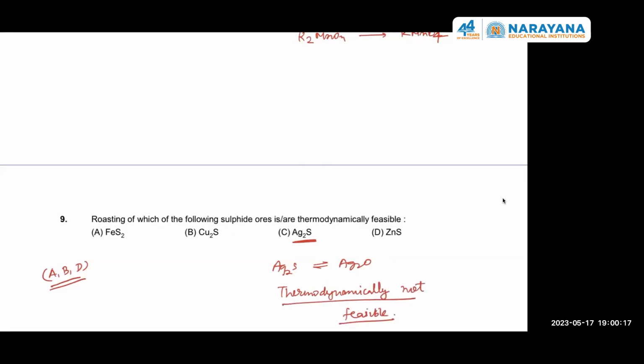So the answer is ABD. What is meant by not maintained? Due to that, we can say that the oxygen affinity of silver is very low and sulfur affinity is more. So its conversion does not take place properly into Ag2O while roasting.